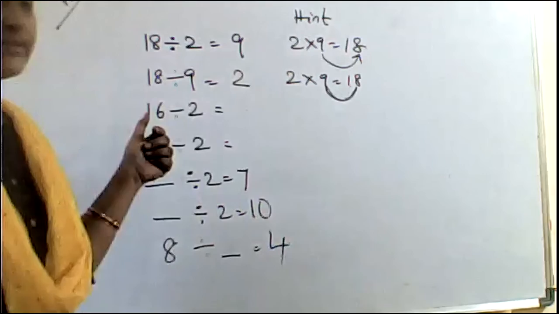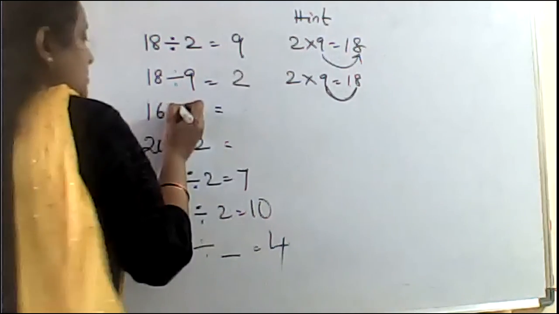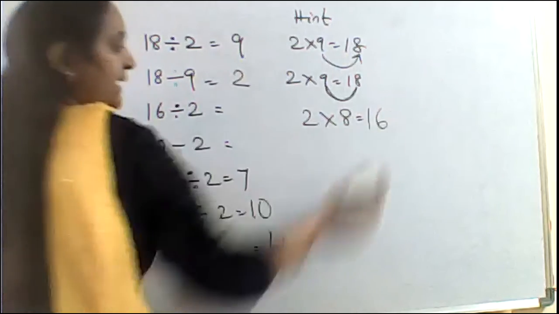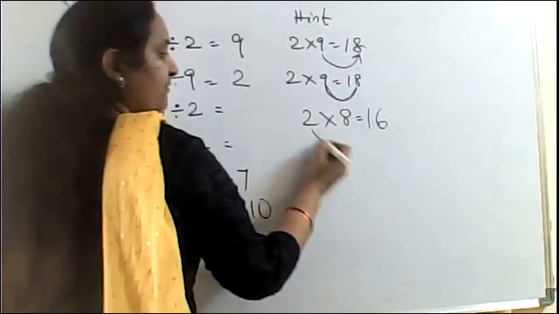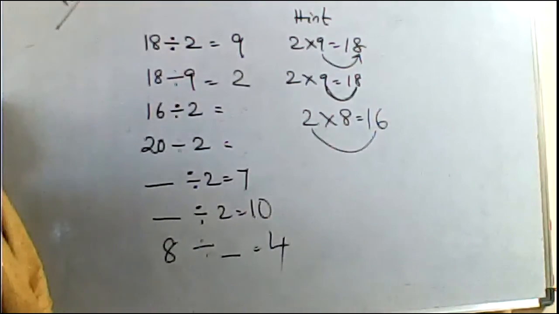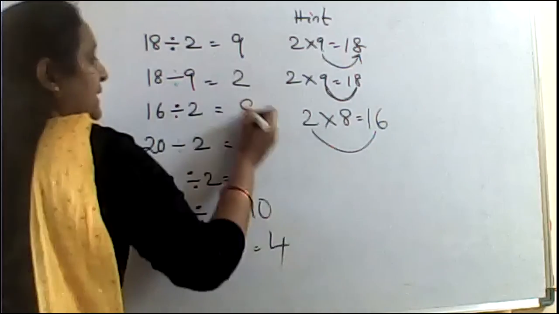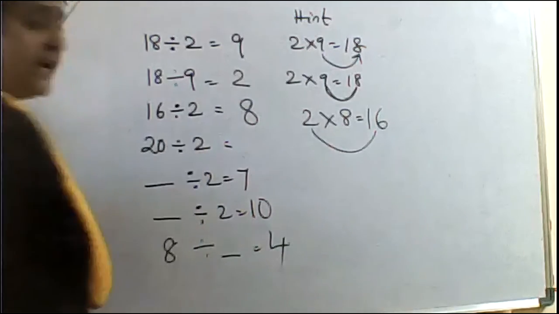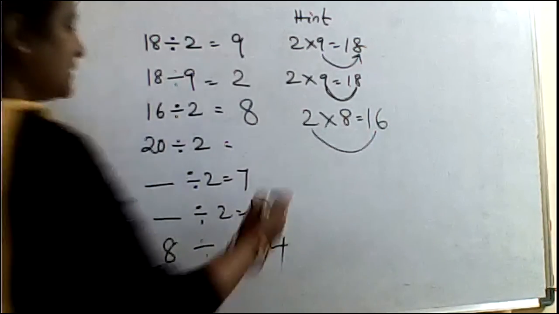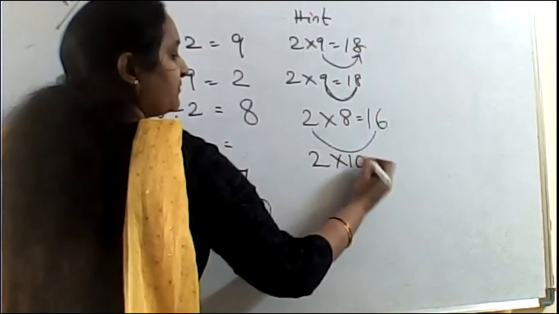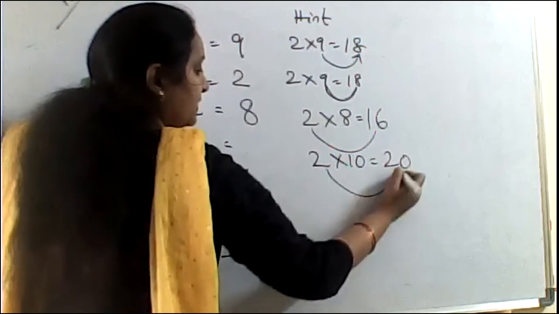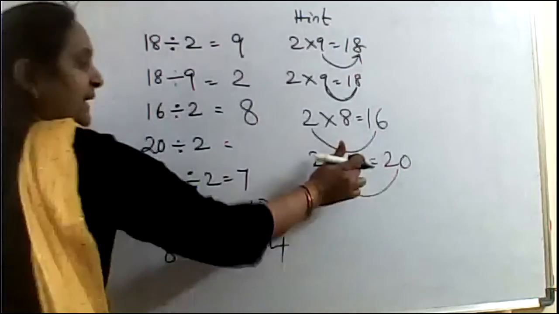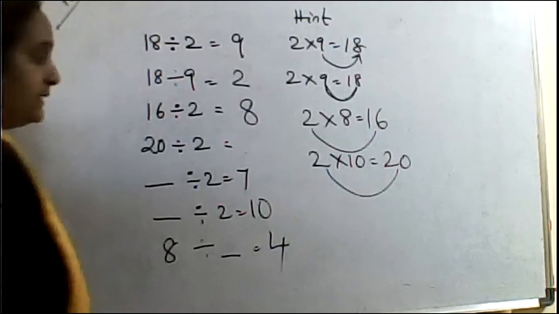2. Okay, now 16 divided by 2. In the 2 table, where will we get 16? 2 eights are 16. So when you are dividing 16 by 2, what are you getting? 8. Now 20 divided by 2. In the 2 table, where will you get 20? 2 ones are 2, 2 twos are 4, like that. 10. When you divide 20 by 2, what will you get here? 10.